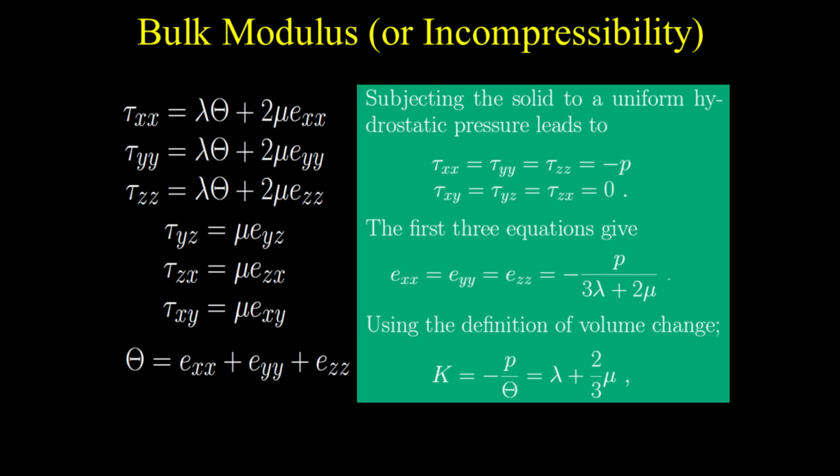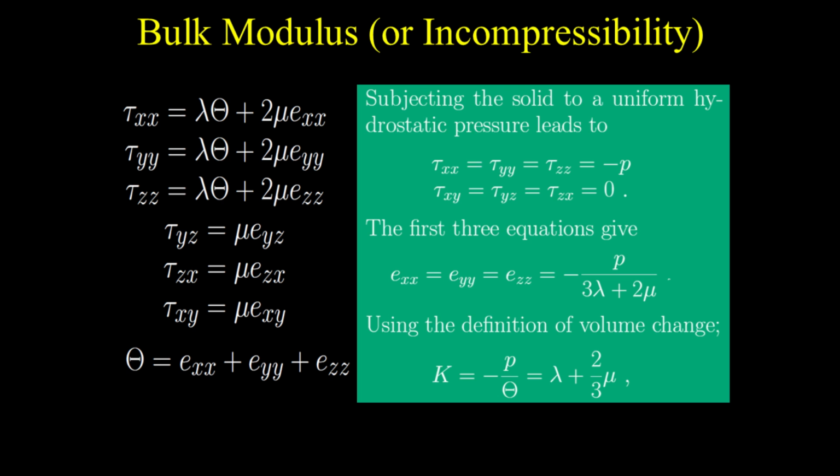Let's now talk about the bulk modulus, or incompressibility. We basically subject a solid to a uniform hydrostatic pressure. That is, all of the normal stresses are equal to minus P, while the shear stresses are all zeros. The first three equations of the stress-strain relationship, that is, the relationships between normal strains and normal stresses, allow us to deduce the normal strains.